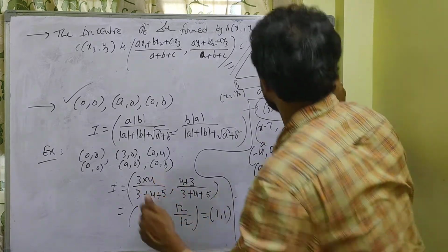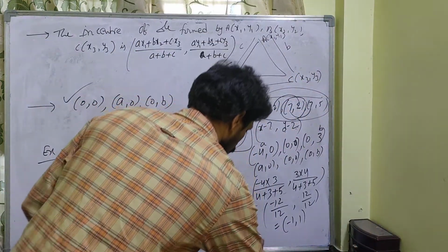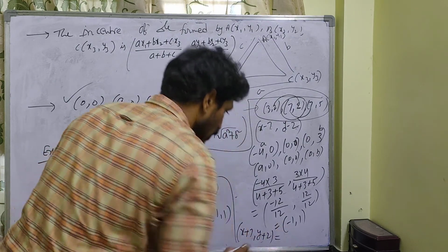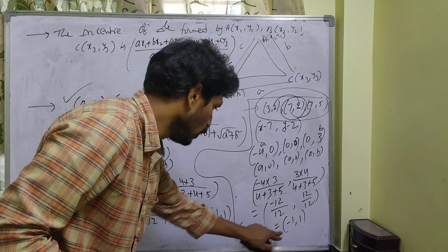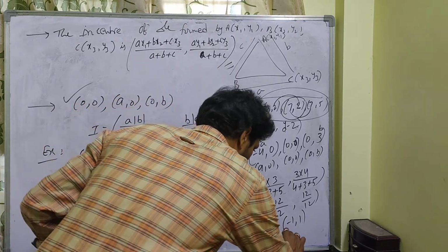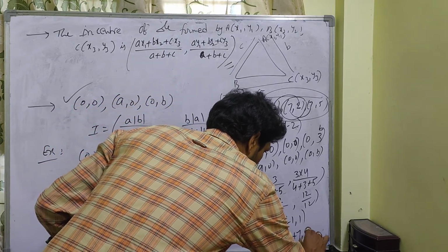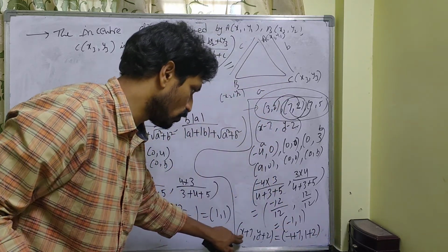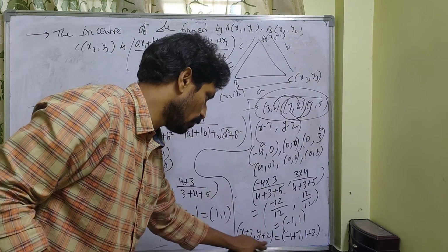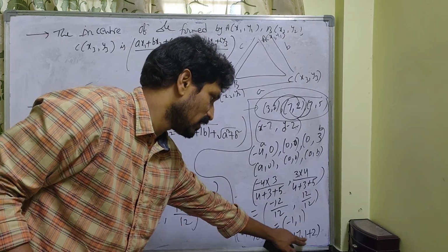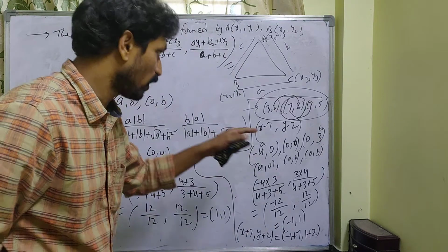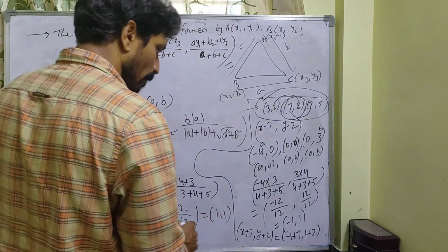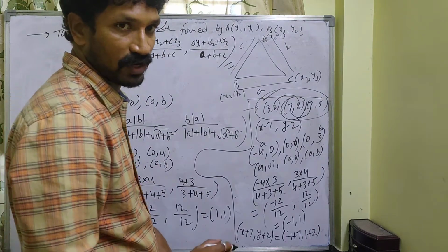So I am writing that here: x plus 7, y plus 2. In the place of x you substitute minus 1, in the place of y you substitute 1. That is nothing but minus 1 plus 7 comma 1 plus 2. Minus 1 plus 7 is 6, 1 plus 2 is 3. That is 6 comma 3, our required incenter of this one. What is the incenter? 6 comma 3. You simplify it.